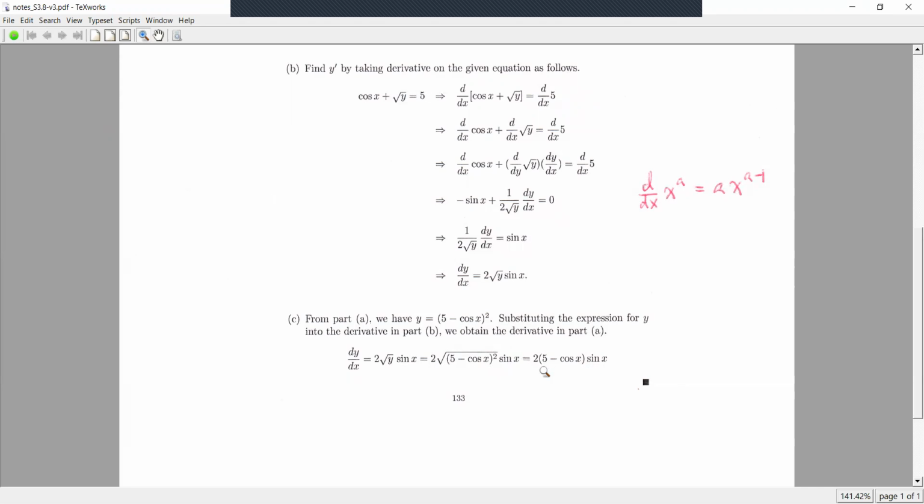This is the derivative obtained in part A. So, the derivative in part B is equal to the derivative obtained in part A. So the results in part A and part B are consistent.